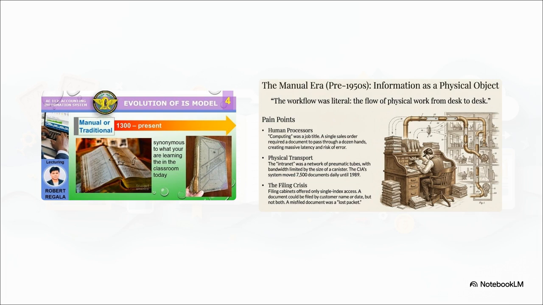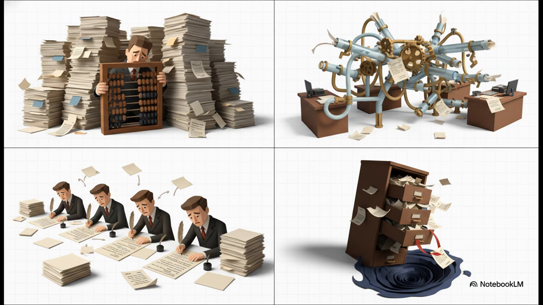And the workflow we talk about today, well, back then, it was the actual physical movement of documents from one desk to the next. The problems they had back then sound almost ancient, but you'll see they echo a lot of the challenges we still have today. Computing wasn't something a machine did, it was a person's job title. The office intranet for moving information around was often a network of pneumatic tubes. And get this, the CIA was still using theirs to move thousands of documents a day all the way until 1989. And just like now, data integrity was a huge headache. A misfiled invoice wasn't just misplaced, it was basically a lost packet of data, completely gone from the network.